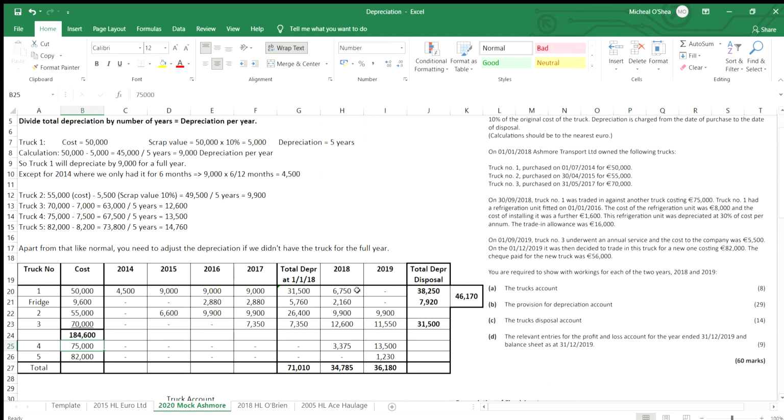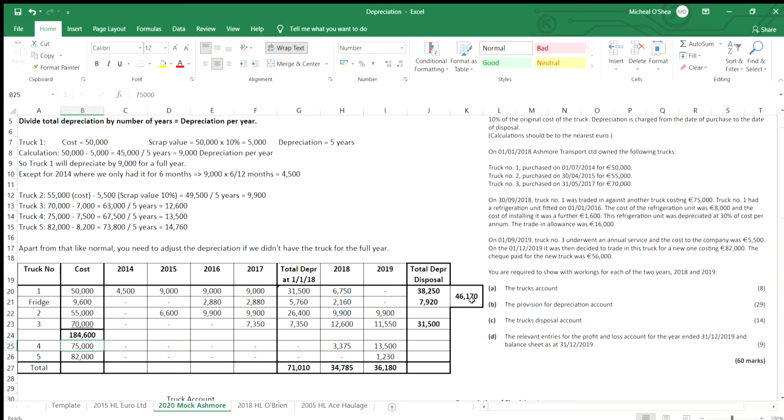I do the same thing with the fridge. My total depreciation with the fridge is our cost, 9600 multiplied by 30%. And once I multiply that by 9 over 12, it gives me 2160. So that's the depreciation in 2018 for both the vehicle 1 and the fridge. I didn't have either of them after that, so their total depreciation on disposal is the depreciation prior to 18 plus the 9 months from 2018.